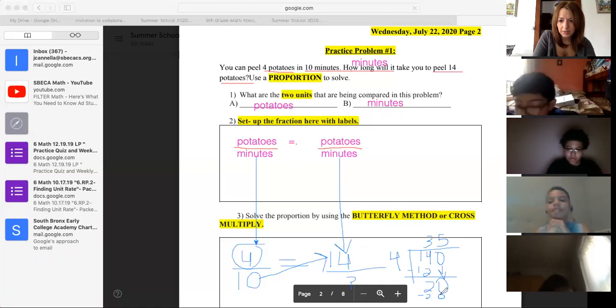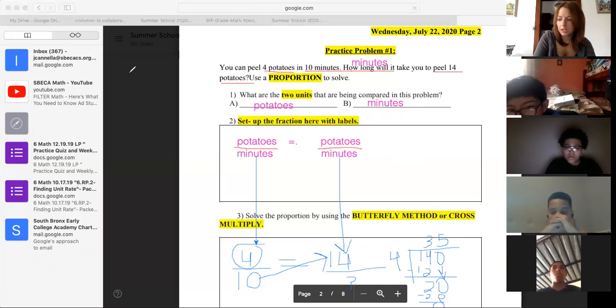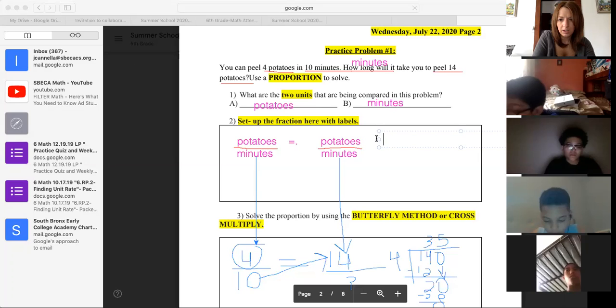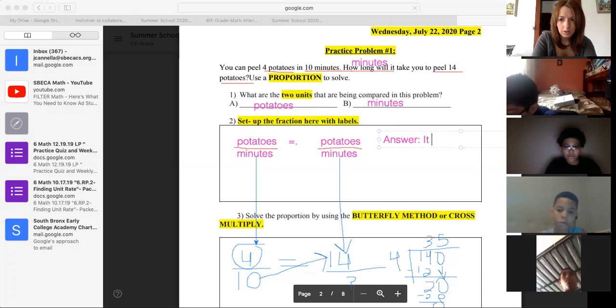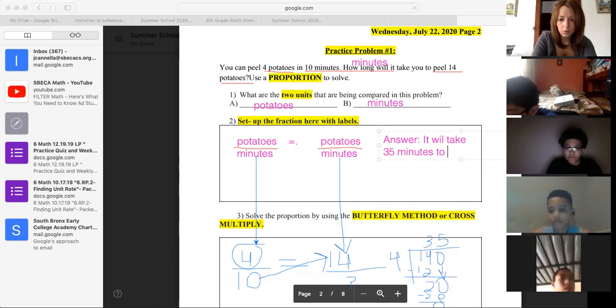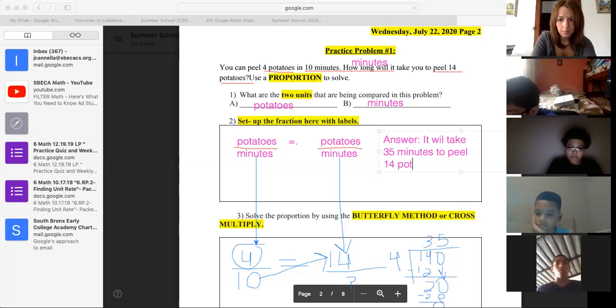So the final answer that we would write on our paper, and I'm going to write it up in here, it said it will take 35 minutes to peel 14 potatoes. So I'm going to write it in here. Answer. It will take 35 minutes to peel 14 potatoes.